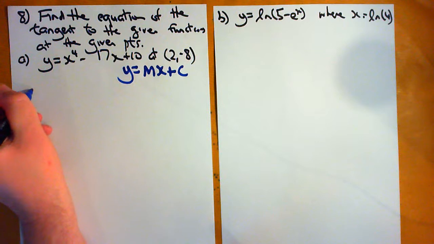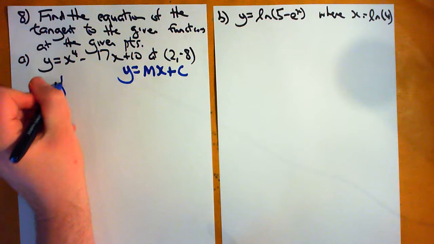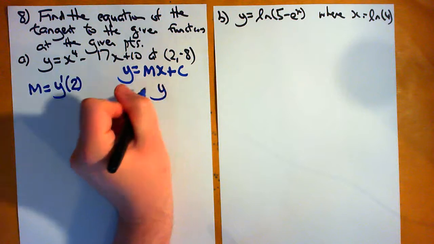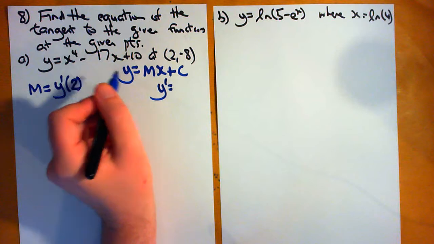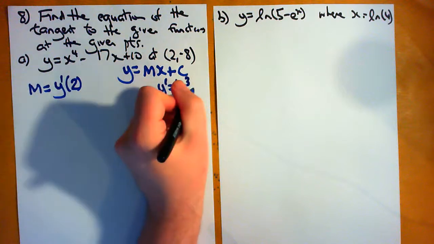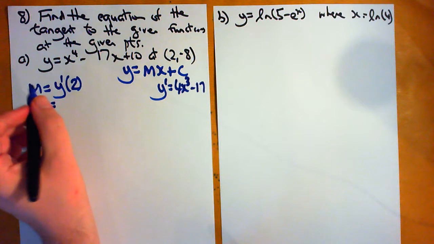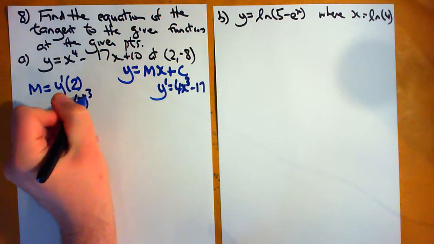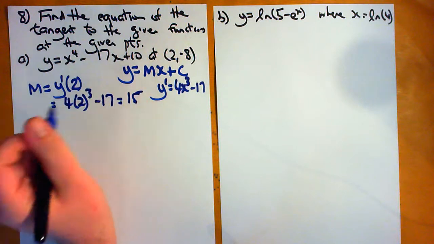But first we need to find m, which is obtained by differentiating the function and substituting in the given value of x. If we differentiate x to the 4 minus 17x plus 10, we get 4x to the power of 3 minus 17. So we substitute x equals 2 into that derivative. That gives 4 times 2 cubed, which is 4 times 8 is 32, minus 17 is 15.